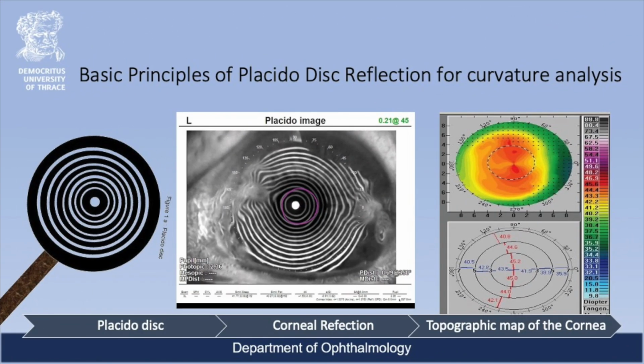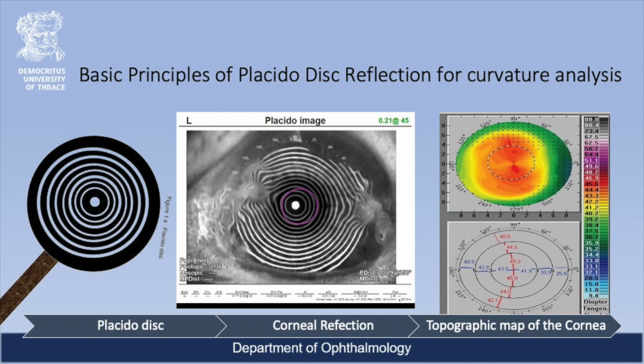A Placido disc is a device made of concentric rings drawn on a background of a different color, generally white rings on a black background. The first refracting surface of the cornea, more accurately the tear film-air interface and not the epithelium, also acts as a convex mirror and reflects back the light in a pattern dependent on the corneal pattern. Topographers use this technique to their advantage.